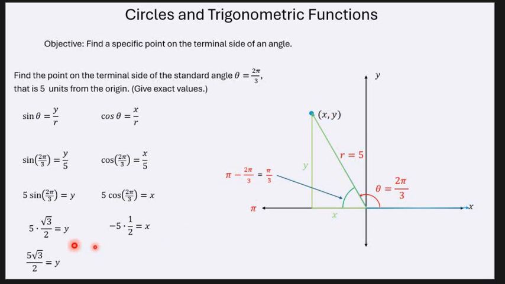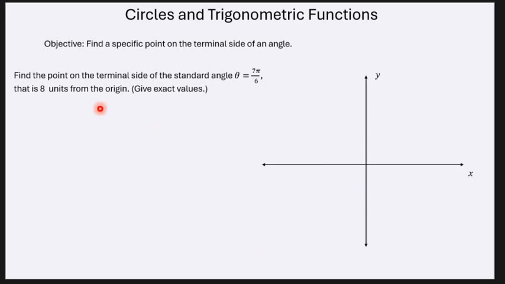That's going to give me 5 square roots of 3 over 2 for y and negative 5 over 2 for x. So here I have the solution, the ordered pair that's 5 units away from the origin on the terminal side of the angle 2 pi over 3 is the ordered pair where x is negative 5 over 2 and y is 5 square roots of 3 over 2. Let's look at a different example.